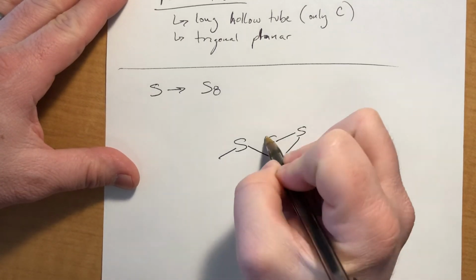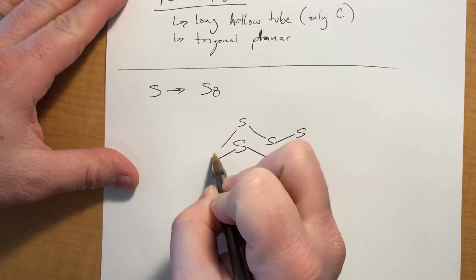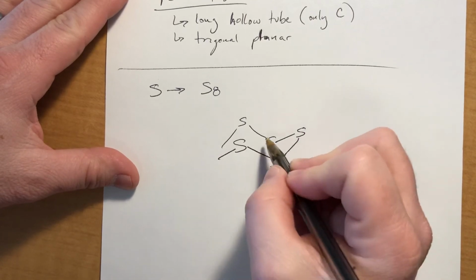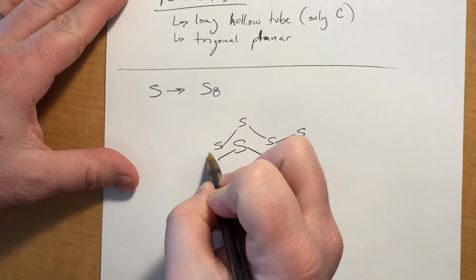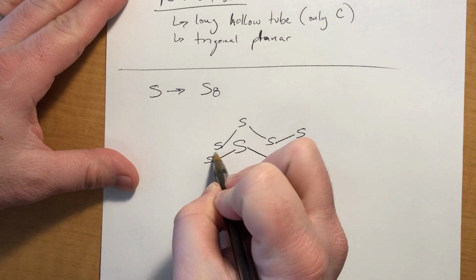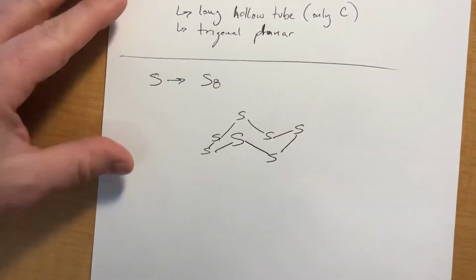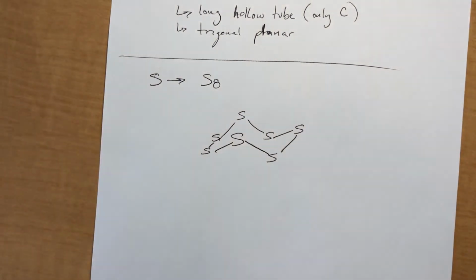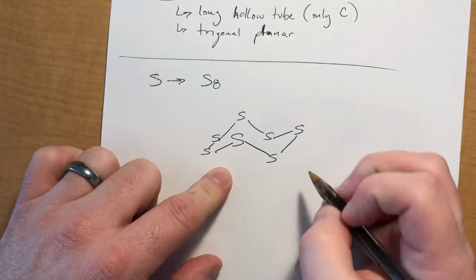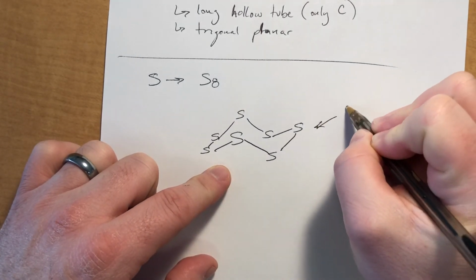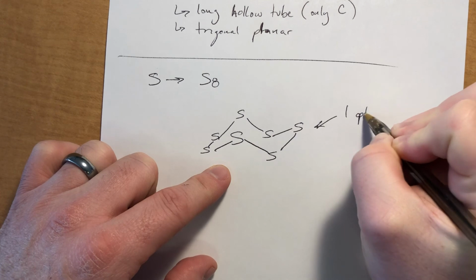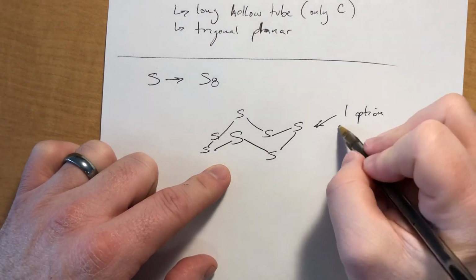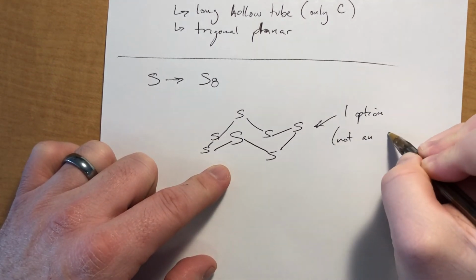I don't know how to draw this. 1, 2, 3, 4, 5, 6, 7, 8. I don't know how to make that connect. Whatever. It's like a zigzag kind of. It forms like this weird crown shape. But it only has one option. So basically, not an allotrope.